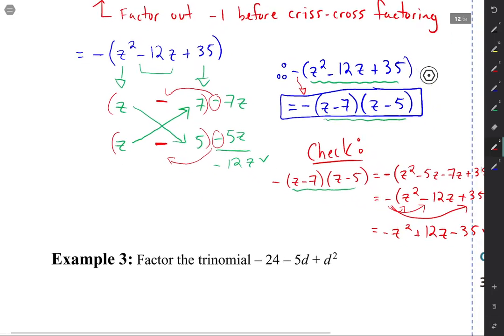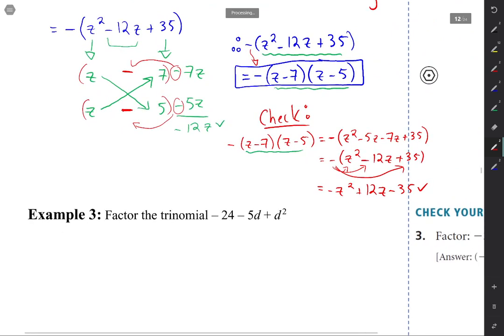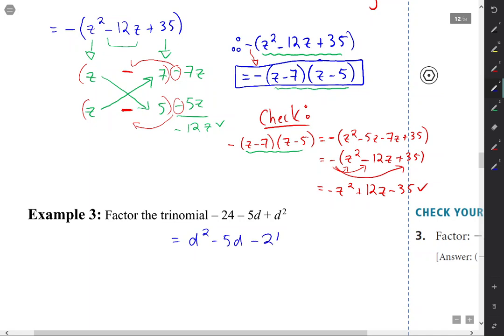Now in example 3, we need to factor this trinomial. Now this one looks a little bit different. You'll notice that it is not in descending order. So you know what? We're going to put it in descending order. We're going to put the biggest exponent first. So I'm just going to reorder this, and I'm going to move that plus d squared to the front. So we're going to have d squared, and then minus 5d minus 24.